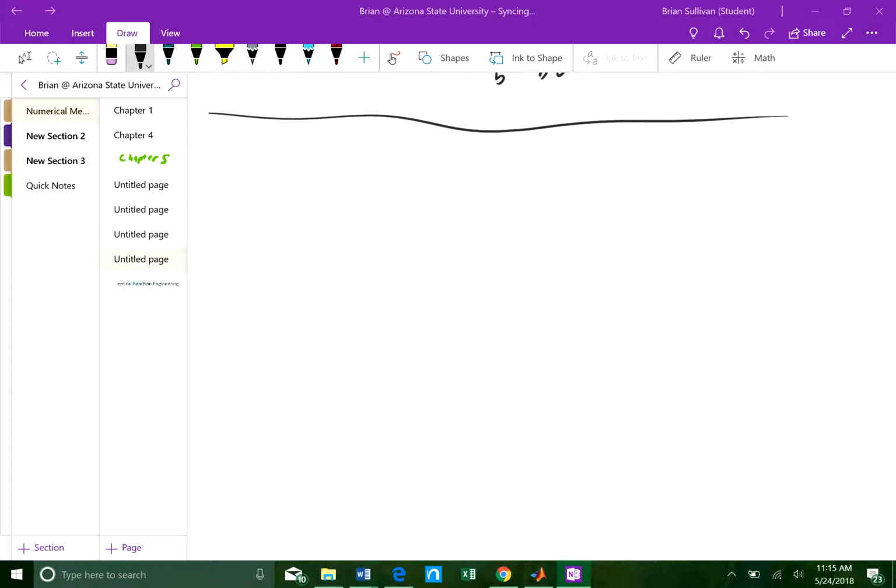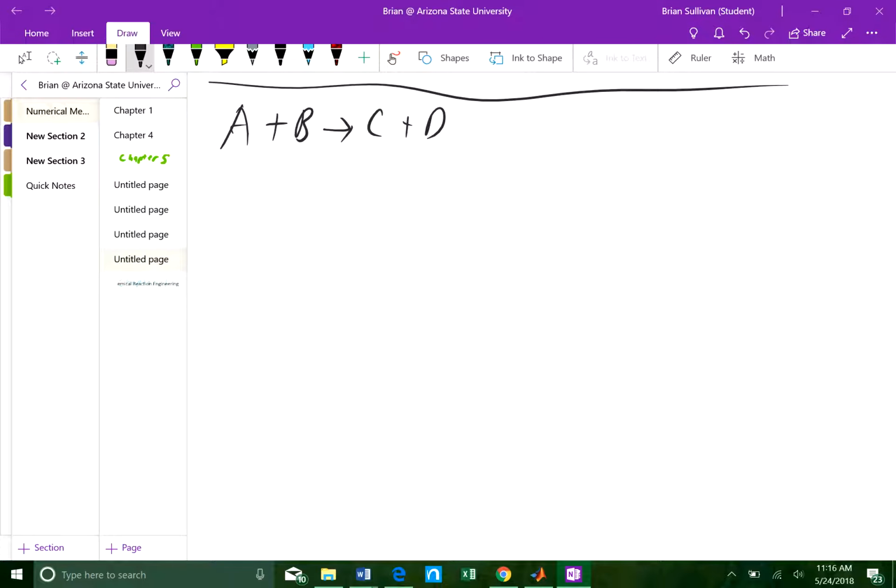Guys, this whole series is going to be about how to deal with ICE tables. Okay? So here's the thing. We've got to come up with a reaction that we can model this off of. It's going to be A plus B equals C plus D. It's going to be a long video, so I have to make sure I make it in 10 minutes. So I'm going to move a little fast, but hopefully I don't confuse anything by doing so.